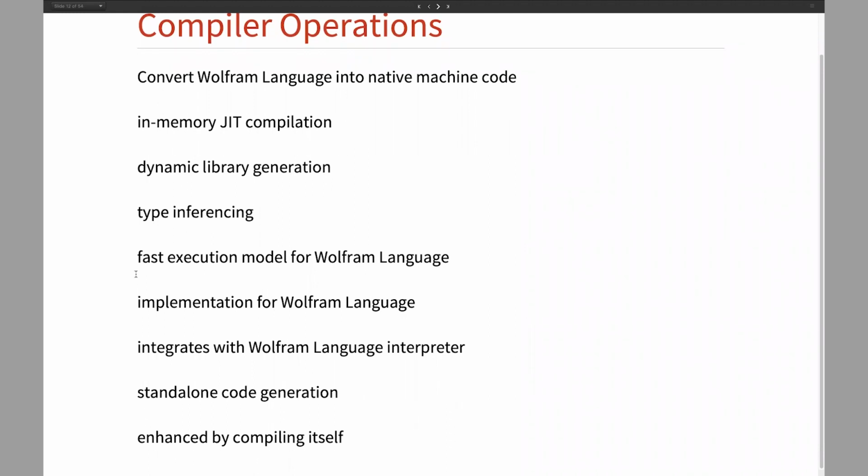Another thing that's quite unique in the compiler compared with any other technology like that is that it is very tightly coupled with the Wolfram Language interpreter. And that itself offers some quite unique opportunities. It can build standalone applications, and we've been enhancing it by compiling itself to make it run faster.